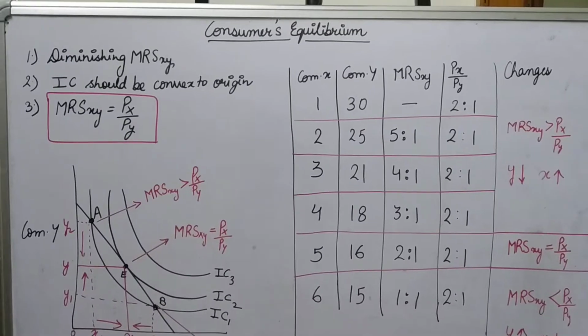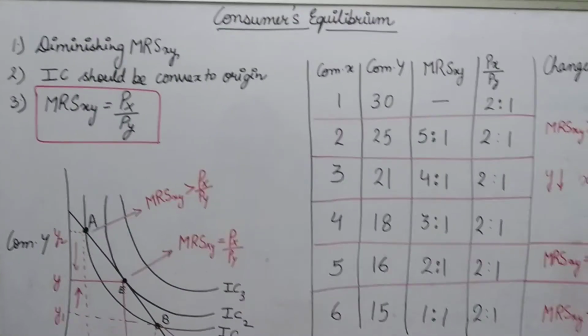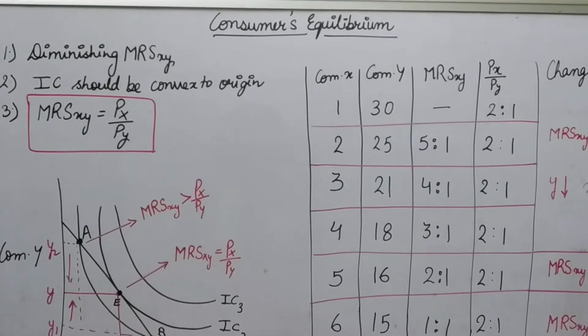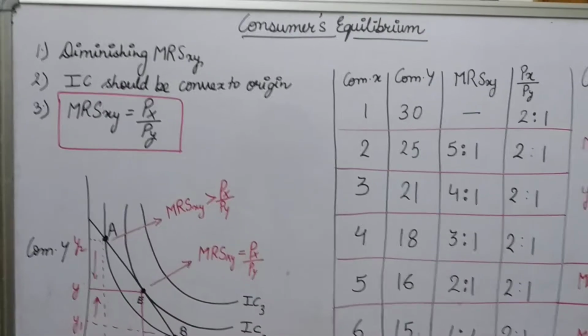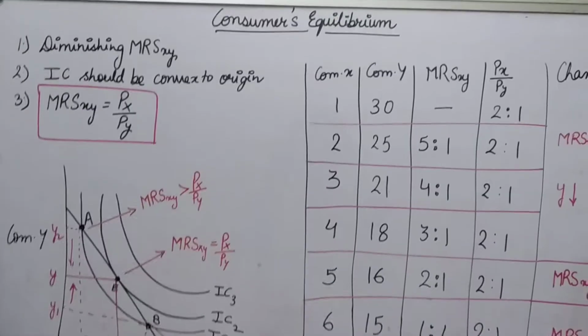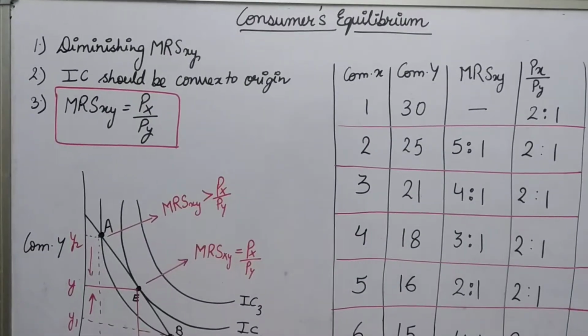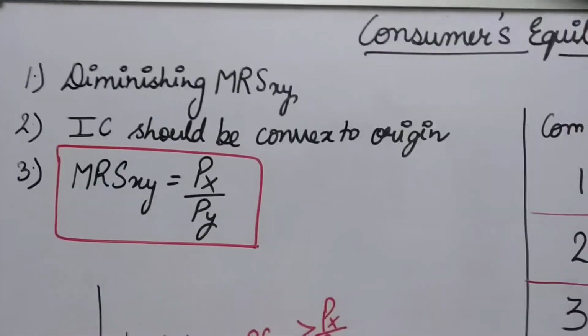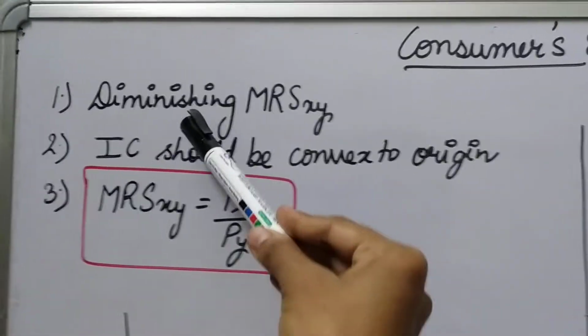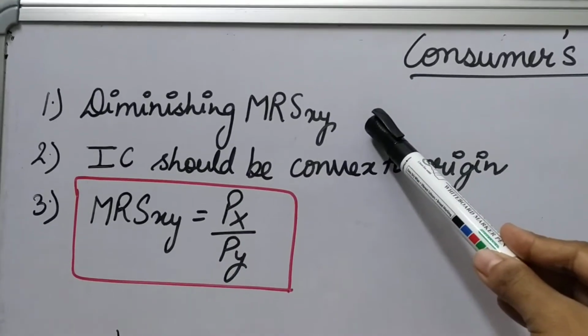Good morning, class. Now, after the budget line, today we will start the consumer's equilibrium condition through indifference curve analysis. According to the indifference curve analysis, there are three conditions where the consumer will be in equilibrium. The first two conditions we have already done. First of all, MRS XY should be diminishing.